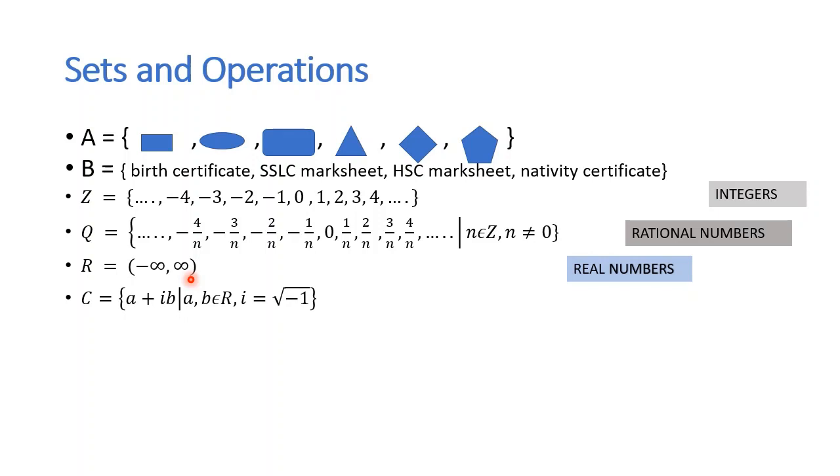Next, a larger set C. C denotes the set of all complex numbers. Its notation is a plus ib, where a and b are real numbers and i denotes the square root of -1. So these sets have elements of their own. When we do some operation on these sets, we get some other element, either from this set itself or from another set.